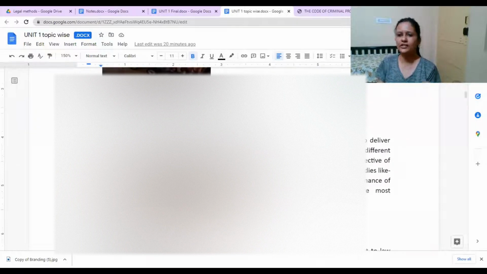Then, deliver justice. Delivering justice is very important. Now when we talk about different types of laws, it may be classified into two broad categories. One is civil and one is criminal. Are you aware what is the difference between civil and criminal law?